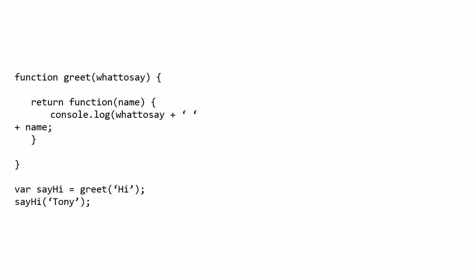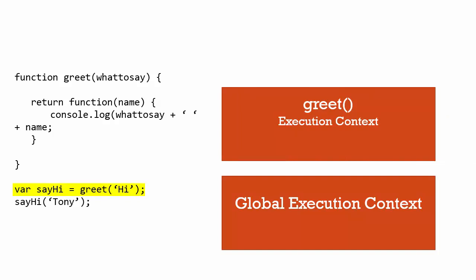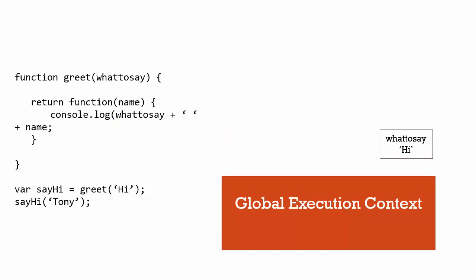Well, when this code starts, we have our global execution context. When I hit this line, say hi equals greet, it invokes the greet function, and a new execution context is created. And that variable that's passed to it, what to say, is sitting in its variable environment. It returns a new function object. It creates a function on the fly and returns it. And that's it. So after that return, the greet execution context is popped off the stack. It's gone.